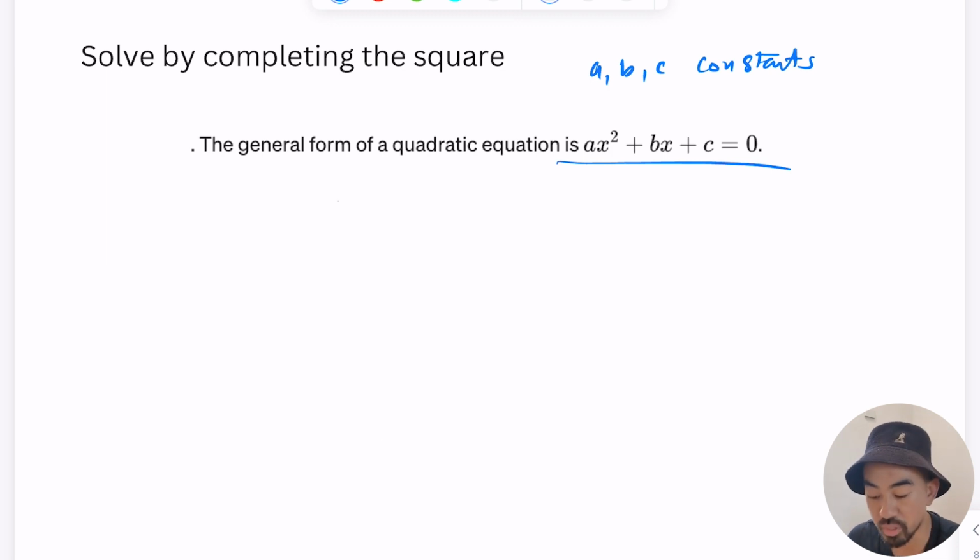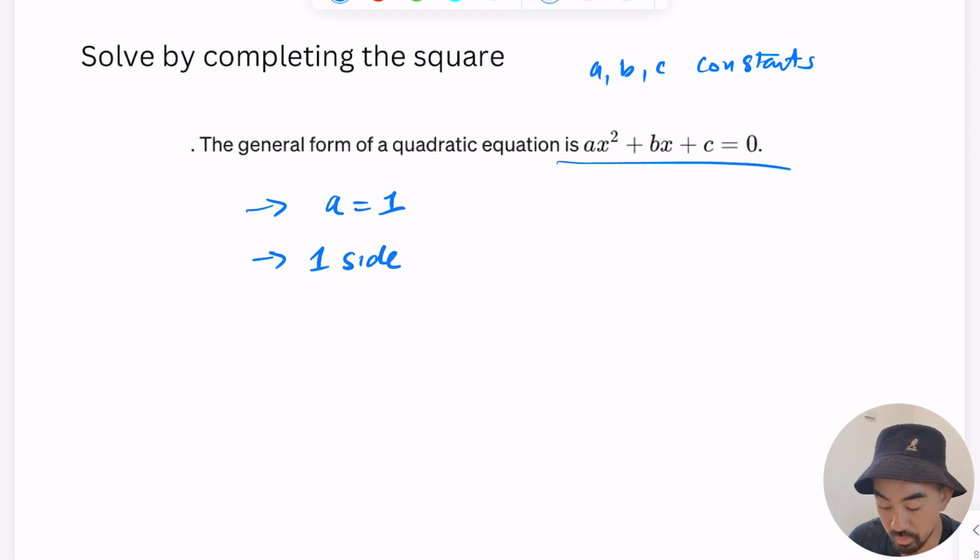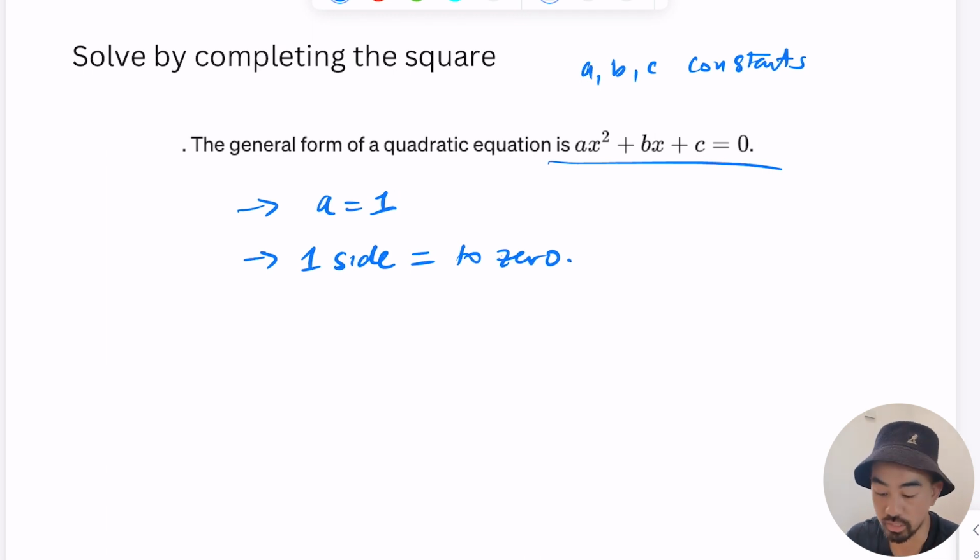Okay, now whenever we complete the square, there's a few things we want to make sure our general form is set up properly. So we always need a is equal to 1. Okay, so in other words, the number with x squared has to be 1. And we always want one side equal to 0. Okay, they're the main two things that we need to look out for.